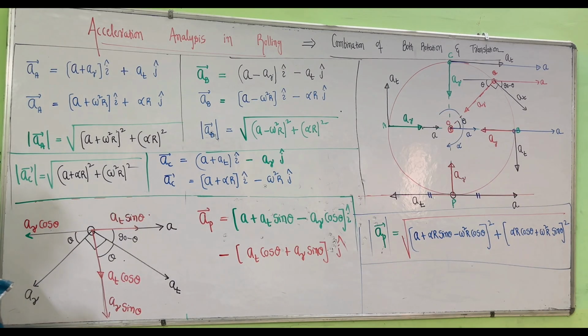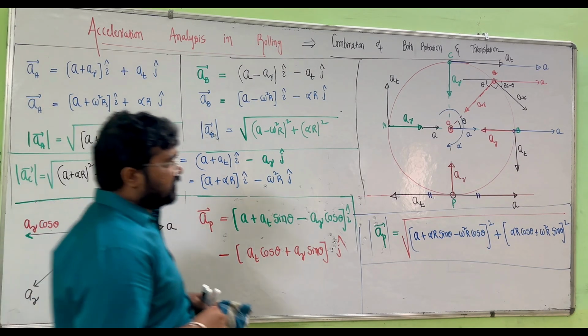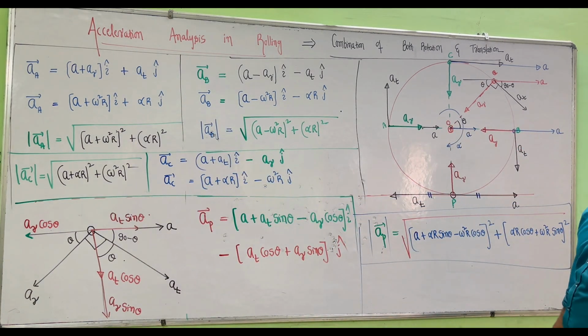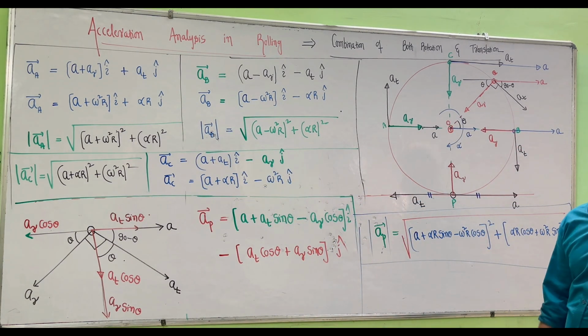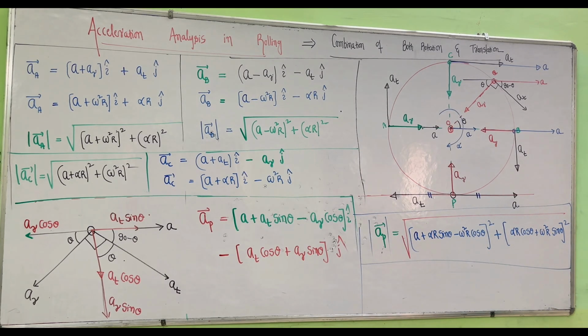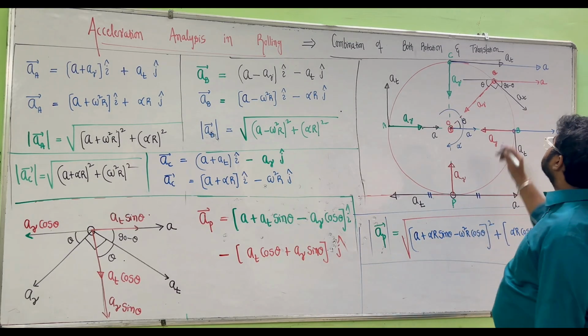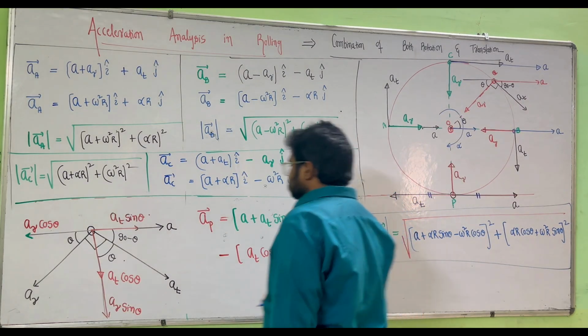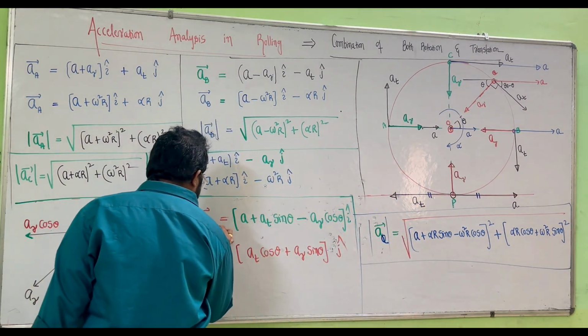Clear? So, what is the outline for acceleration analysis in rolling? What is the outline here? Acceleration at point of contact. This is point Q, right? This is the point Q.